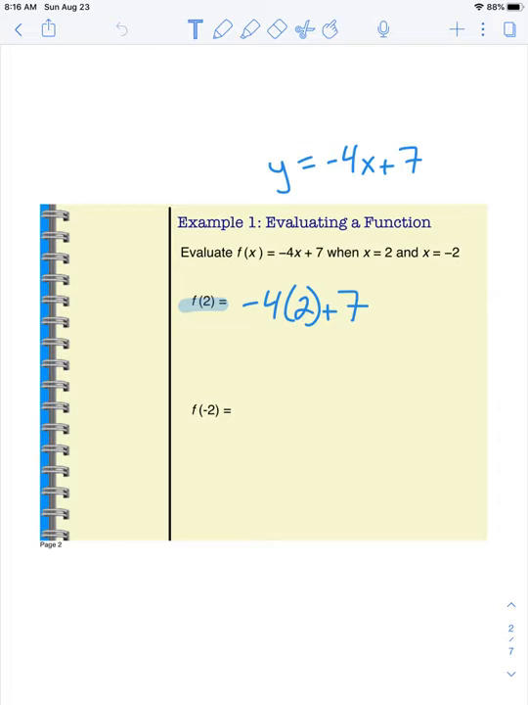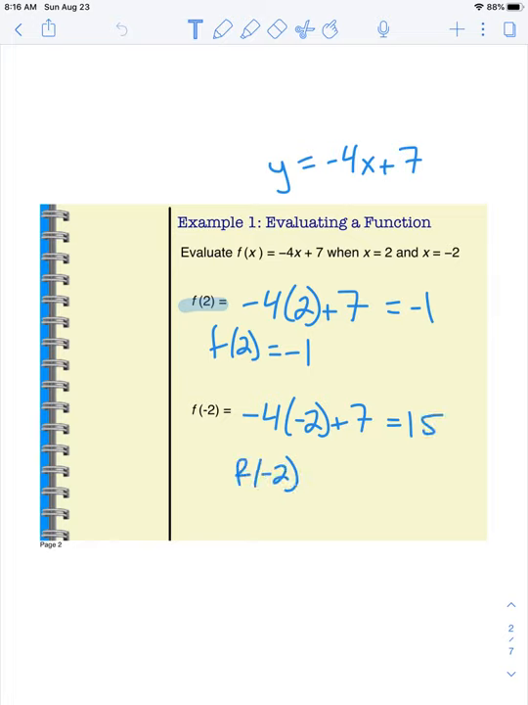Negative 4 times 2 is negative 8. Negative 8 plus 7 is negative 1. So f of 2, when x is 2, y is negative 1. All right, now let's look at the function of negative 2. So now we're going to replace x with negative 2. And now we have positive 8 plus 7, which is 15. So the function of negative 2, when x is negative 2, y is positive 15.